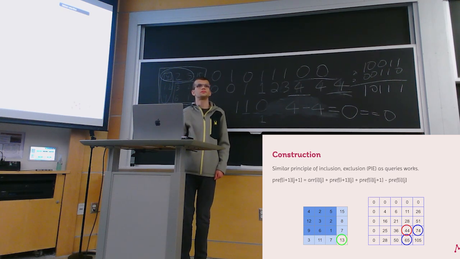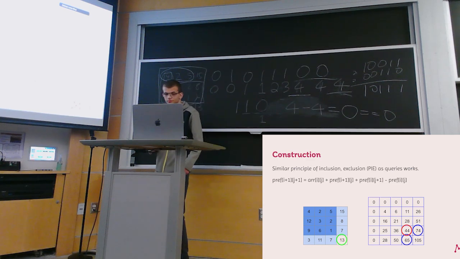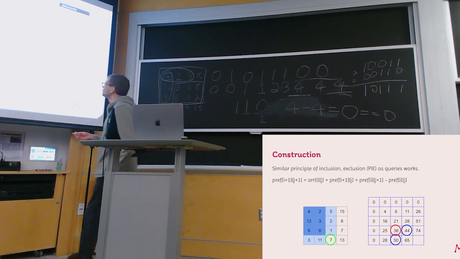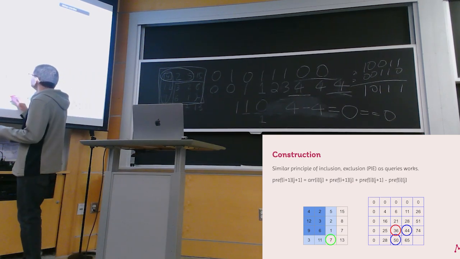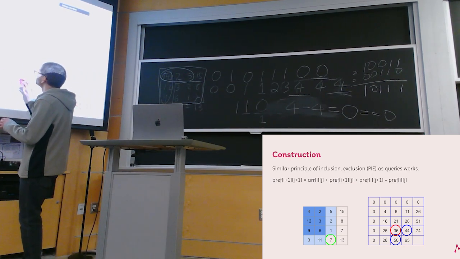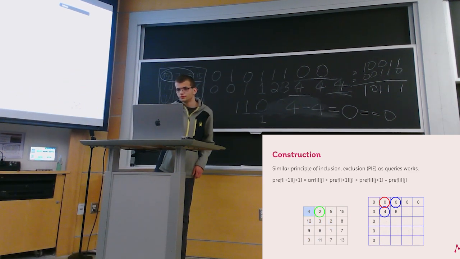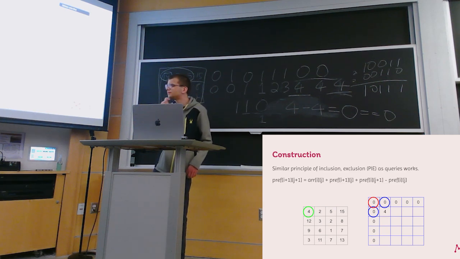Yes? Can you please explain it again? Sure. Let's say we just initialize the prefix sum array to all zeros, and we start at the top left. The first row is very easy to compute. Is it easier to explain the first row?